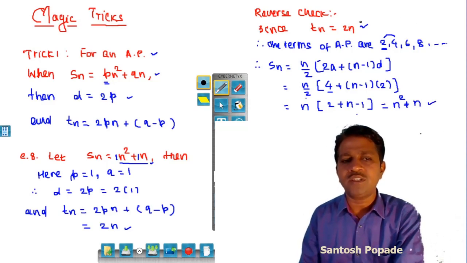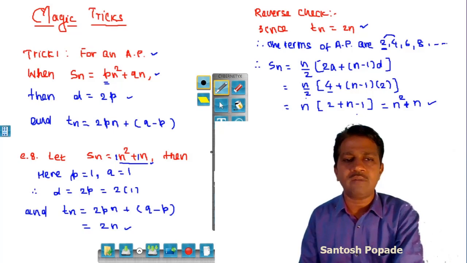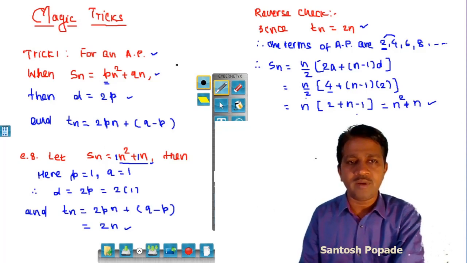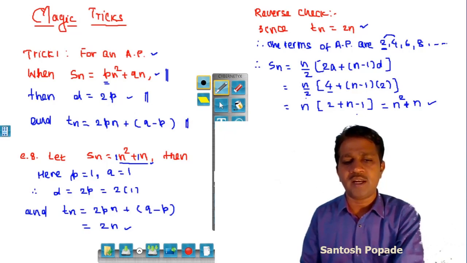We have just checked whether this trick works or not, whether it is correct or not, and it works here because we got Sn. So you just have to remember this trick. Whenever the sum of n terms of an AP is given like this, then the common difference D of that AP is nothing but 2P and the nth term is given by this. So you have to just remember this and apply it for solving such types of problems.